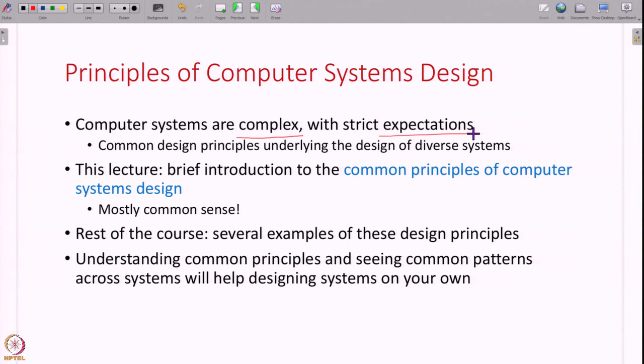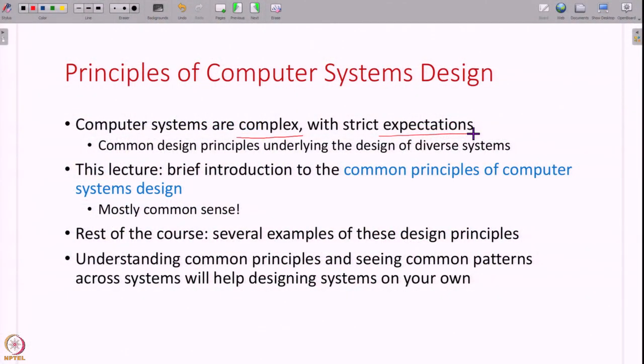From the next lecture onwards, we will get into specifics, starting with hardware, operating system, application design, performance, reliability and everything. But in this lecture, we are going to study some of the common principles that we will see throughout the rest of this course. Of course, there is nothing very sacred about these principles. These are all just common sense, but seeing them in concrete form now will help you see the pattern again and again in the future.